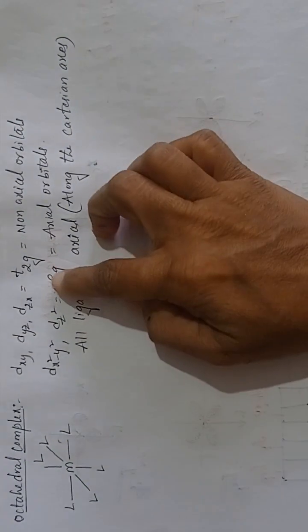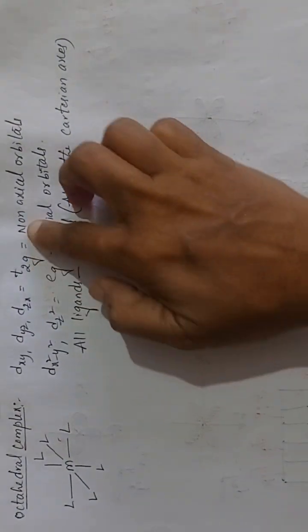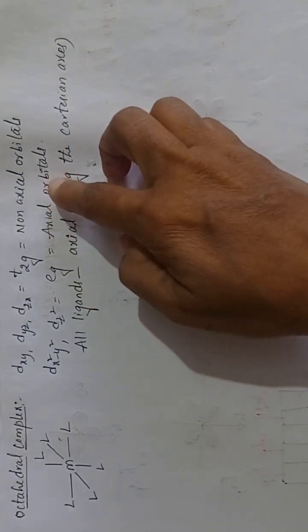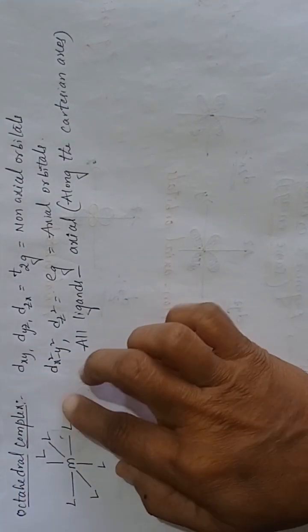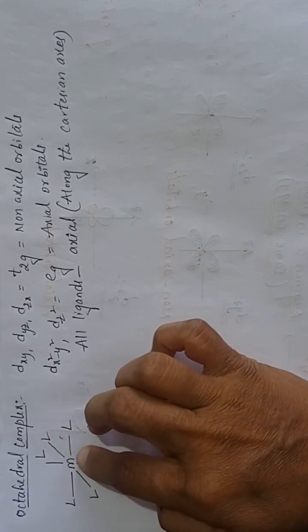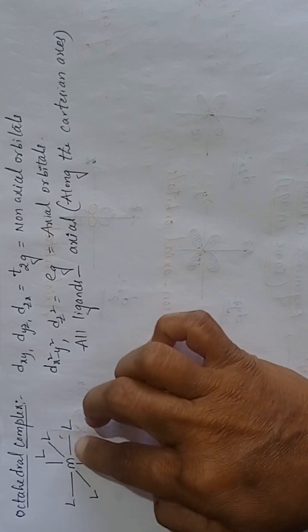What is happening here? T2g orbitals are non-axial, and Eg orbitals are axial orbitals. Now, whenever 6 ligands come closer to the central metal atom, repulsions take place. Because of these repulsions in the metal atom, the 5 degenerate orbitals lose their degeneracy, students.